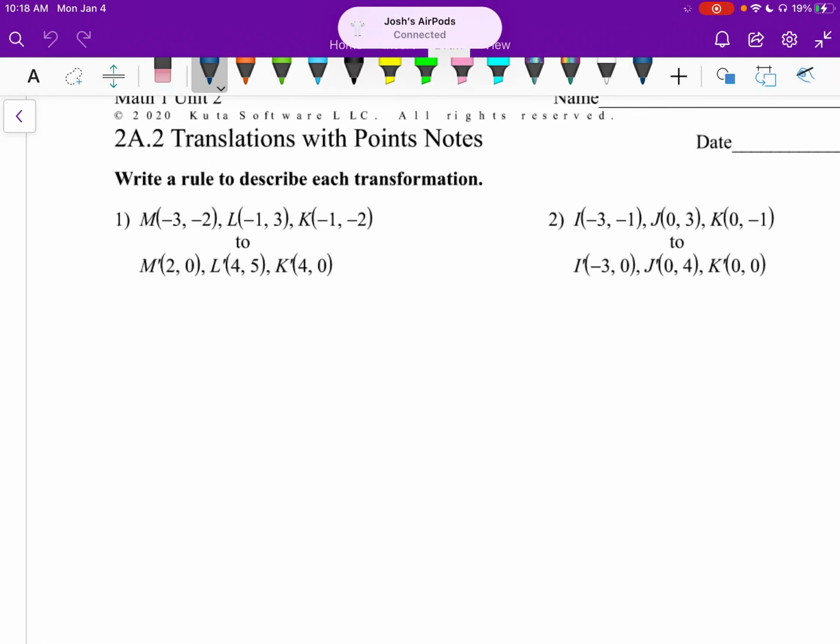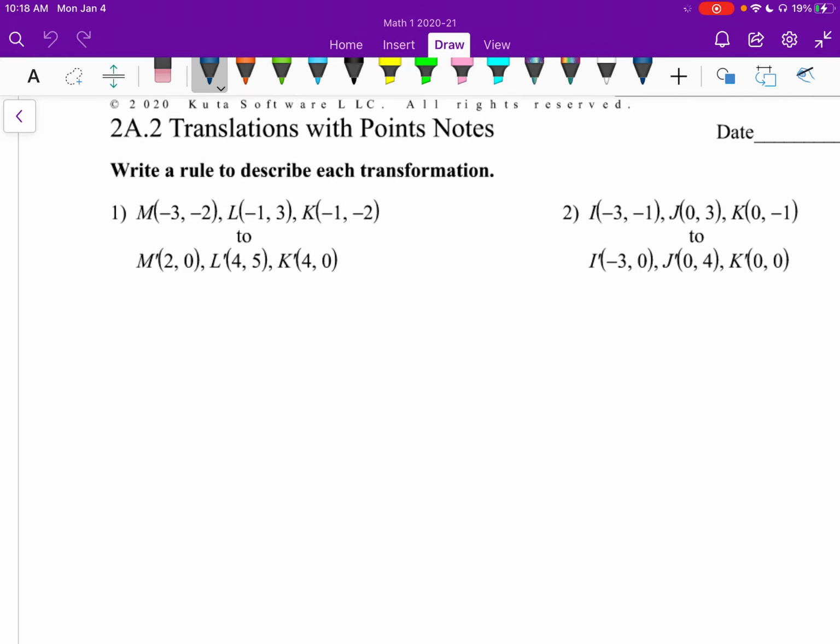All right, Math 1, Unit 2A, Section 2, Translations with Points, Notes. So we're looking at kind of doing the backwards version of what we did in Section 1. In Section 1, we were given a rule, like go right 2, down 3. And this time we're going to have to make up the rule. We're going to have to find what the rule is.